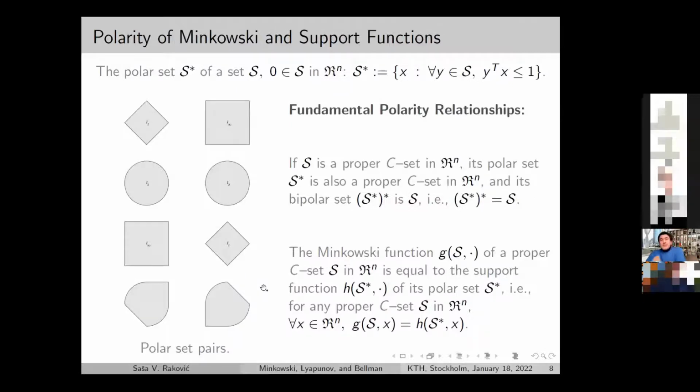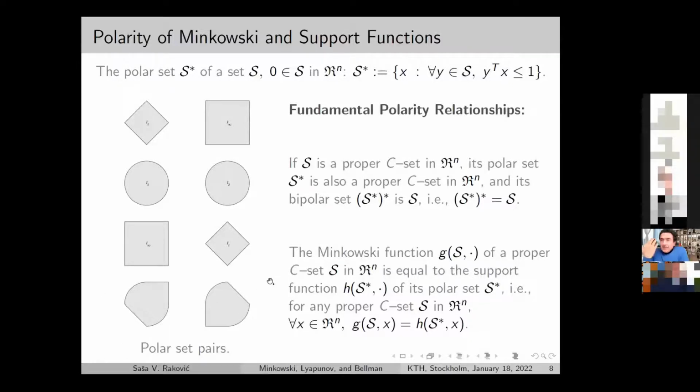Now, an interesting thing that links the support function and the Minkowski function is polarity. The polar set of a set S is an interesting object. It's defined as the set of all points x such that y transpose x is less or equal than 1, where y ranges in the set S. To understand this, most students have encountered duality of vector norms: L1, L infinity, L2 to L2, L infinity to L1, and this shape has this polar set.